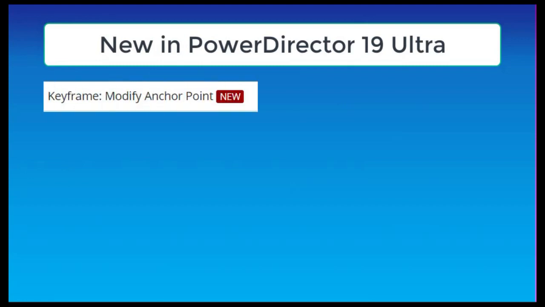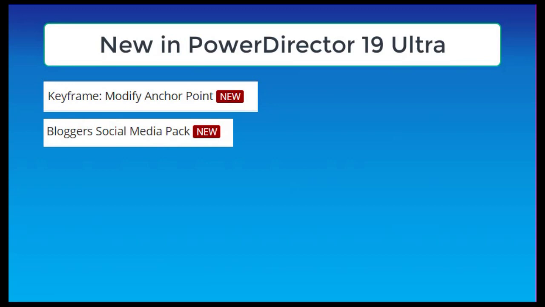First of all, I'd like to look at the new features in Ultra 19. In 2019, you can now modify keyframe anchor points. And incidentally, we're going to offer tutorials on all of the new features and all of the improved features in the upcoming weeks. But that's the first one. The second feature they offer for Ultra users for 2019 is they offer you a built-in Blogger's Social Media Pack. So if you're a blogger, there are some features in here that you might find helpful in your video editing.